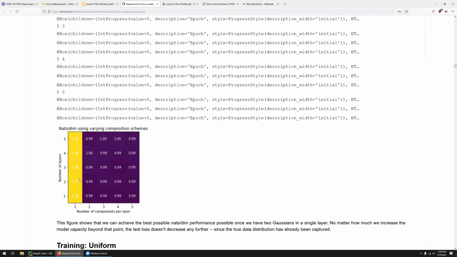I think the higher it is, the better. They're all the same number, but I don't know. When we have two Gaussians in a single layer, so number of layers is this, number of components is this. So it seems like the lower the better, right? Two Gaussians in a single layer, so it should be this one. No, the lower is better for NAS per dim, if I recall. Okay. Can somebody confirm?